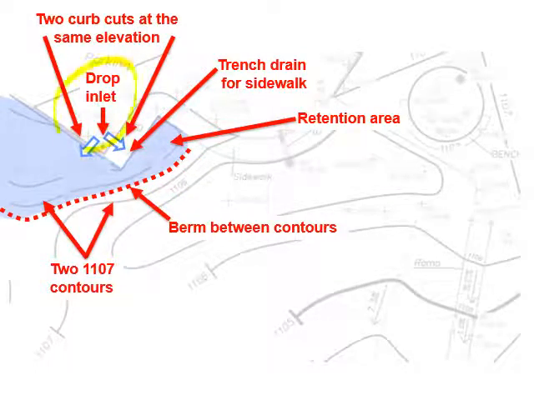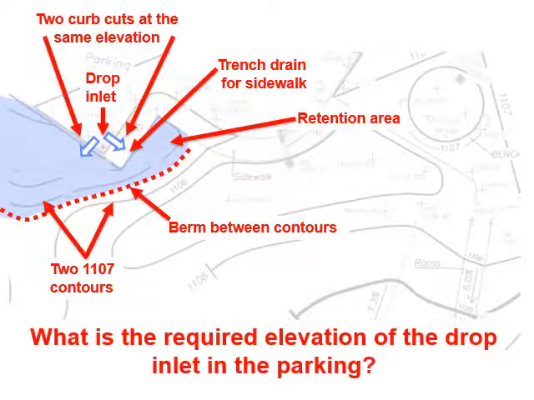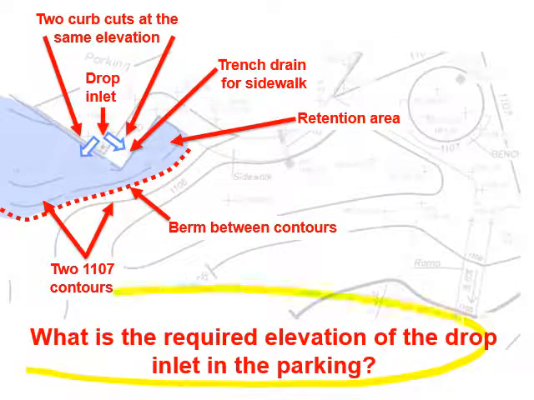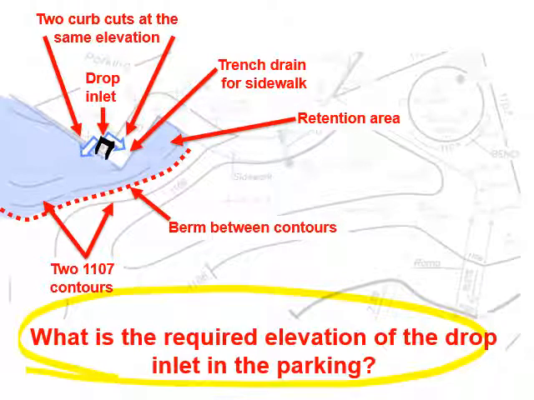Your drop inlet elevation is going to be determined by the parking lot. So just like your curb cuts were determined by the parking lot, your drop inlet elevation will be determined by the parking lot. And because that drop inlet is just slightly downhill from the curb cuts, its elevation will be just slightly below the elevation of the curb cuts. So again, if we ask you what's the elevation of the drop inlet in the parking lot, it is determined and can only be determined by the elevation of the curb that is in the parking lot.